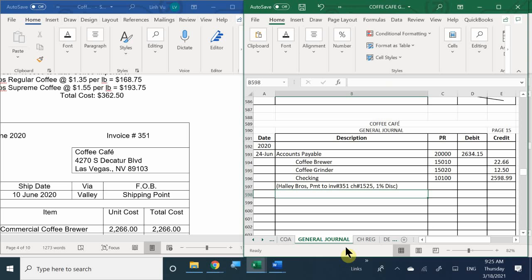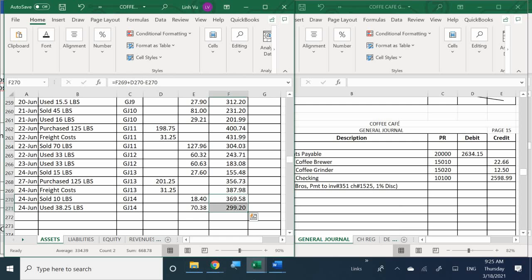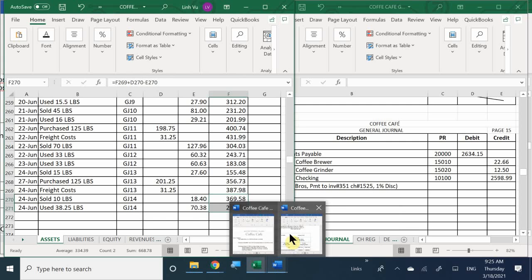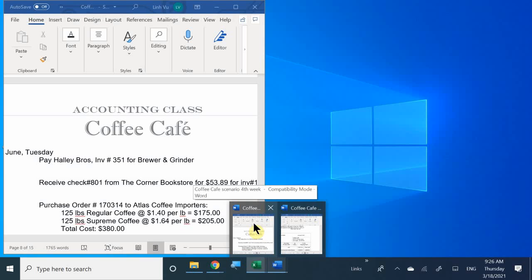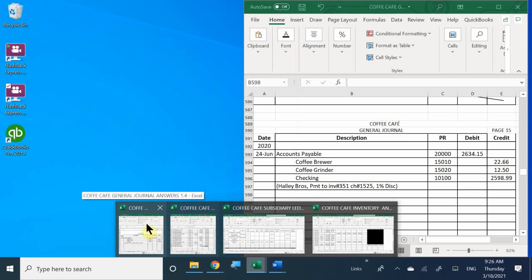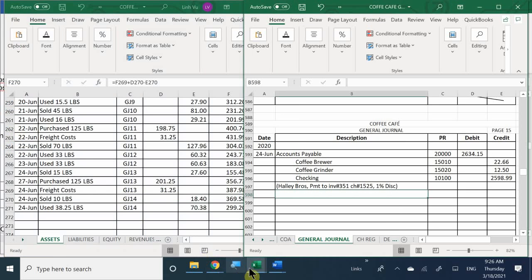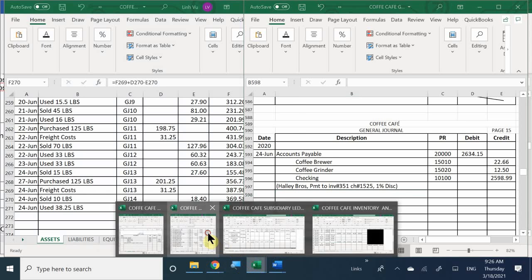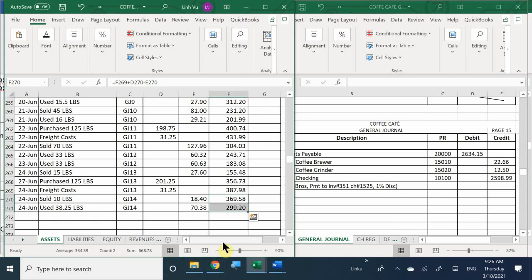Okay. So what's next? We received a check from the corner bookstore for invoice number 102. You skipped a lot. You skipped a bunch of steps right here. Ledger. We got to go to the ledger.